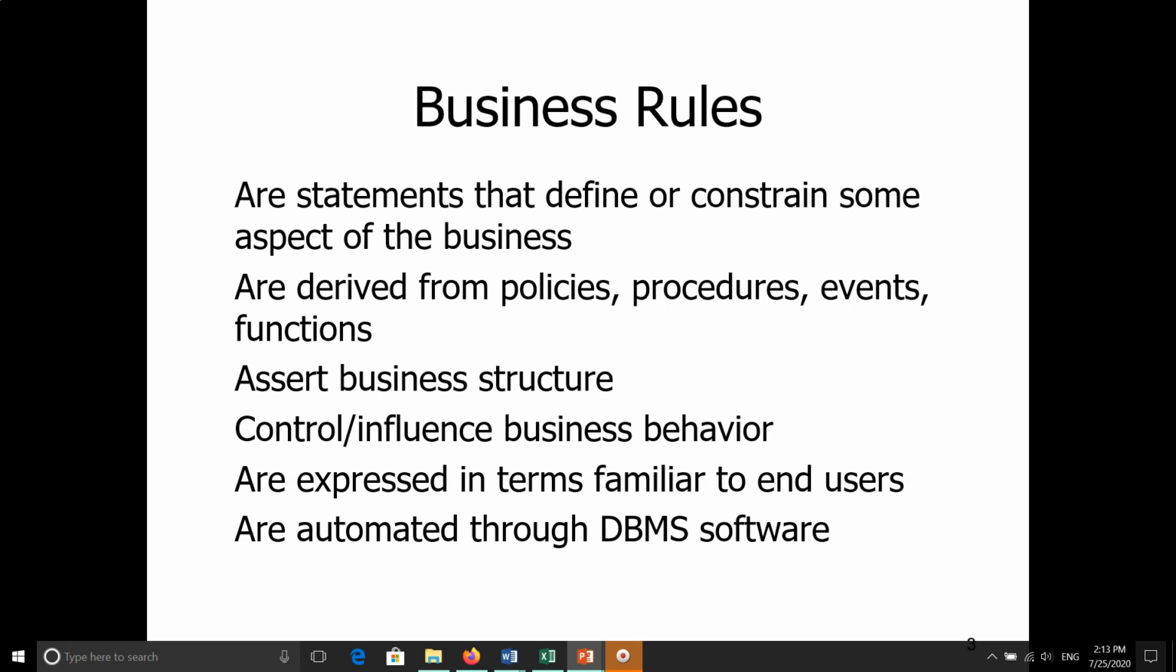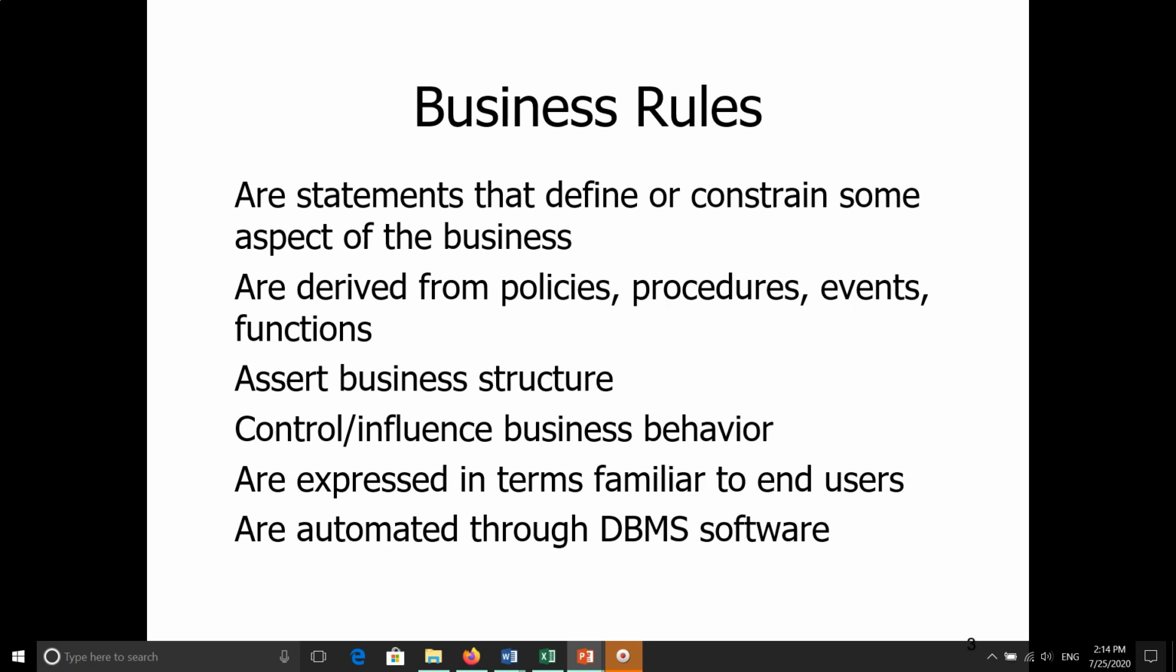A business rule must be expressed in terms familiar to the end users, and end users are usually referring to business managers or business users. Business rules must be stated in business terms rather than technical terms. And usually these business rules are programmed in the application or in the database so that they can be automated through database management software or the application.